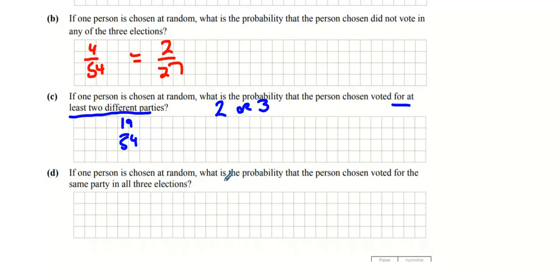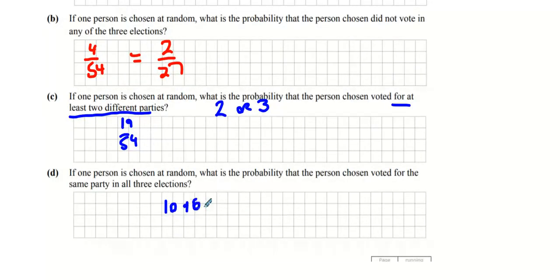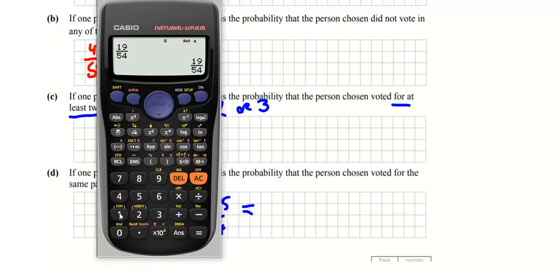If one person is chosen at random, what's the probability that the person chosen voted for the same party in all 3 elections? What's the probability that these will be people that only voted for the same party? So this 15 only vote Conservative, 6 only vote Liberal, and 10 only vote Republican. So it's 10 plus 6 plus 15 over 54, which is 31 over 54.